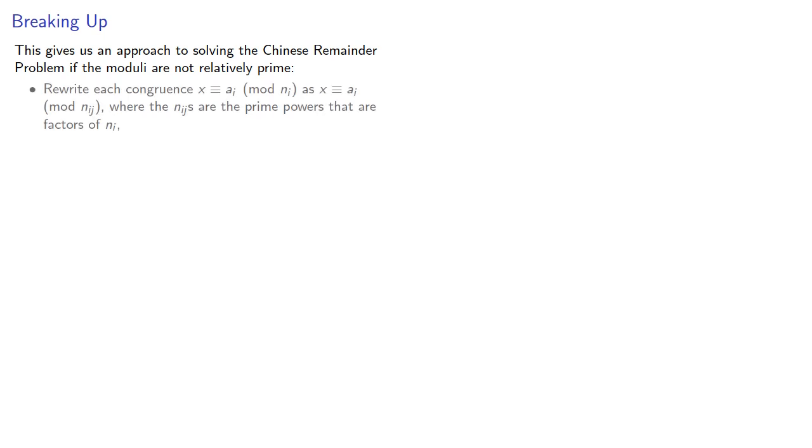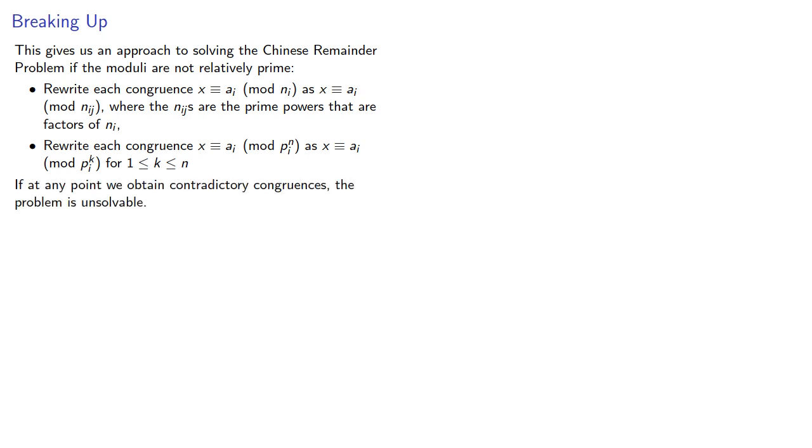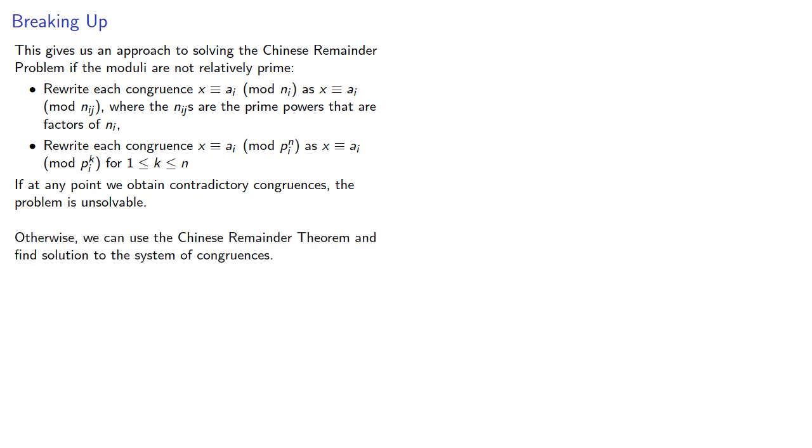We could rewrite each congruence as x congruent to something where the moduli are prime powers that are factors of the original moduli, and rewrite each congruence of a prime power as a congruence of equal or lower prime powers. And if at any point we obtain contradictory congruences, the problem is unsolvable. Otherwise, we can use the Chinese remainder theorem and find a solution to the system of congruences.